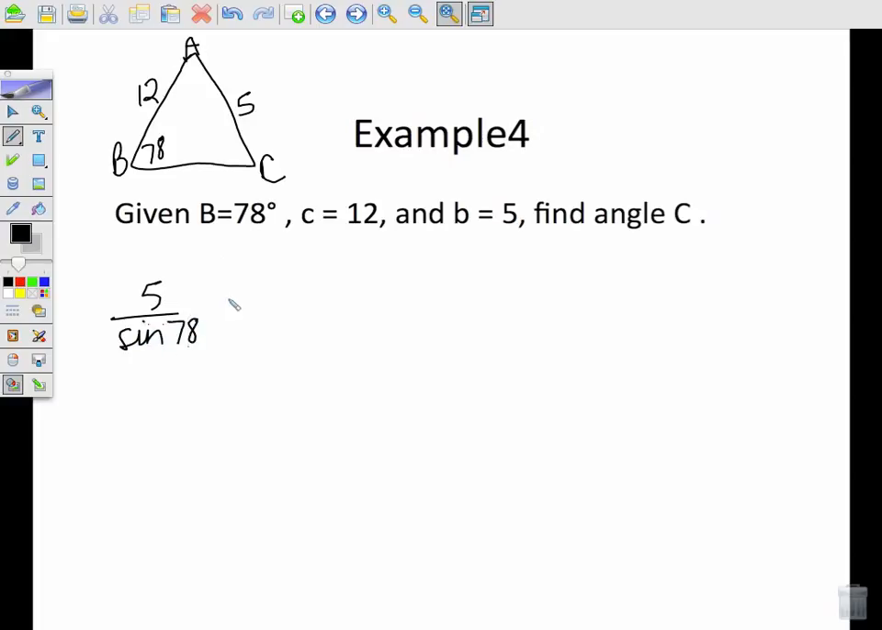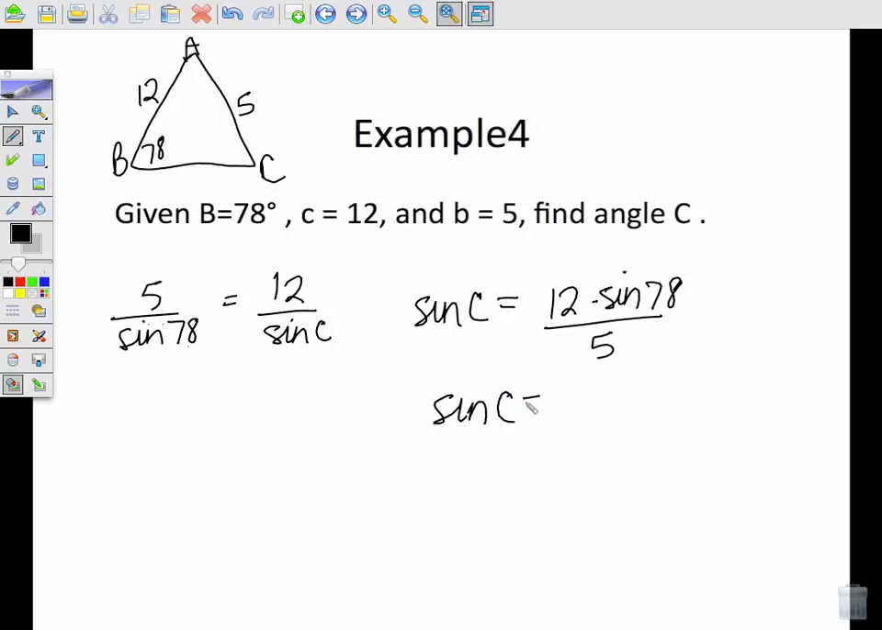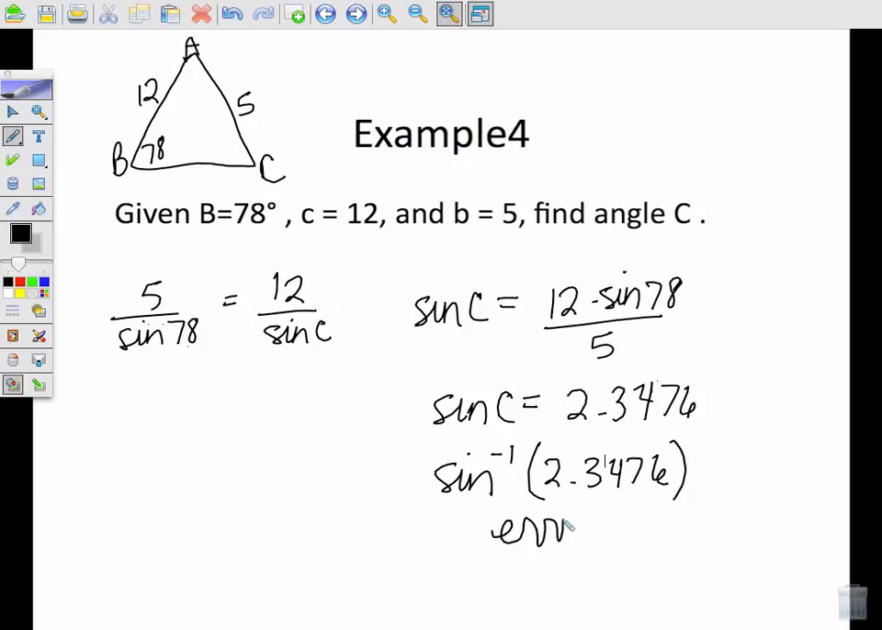So 5 over sine of 78 equals 12 over the sine of C. You solve this for C. Of course, when you go through this, sine of C would equal 12 times the sine of 78 divided by 5. You get sine of C equals 2.3476. So if you try to do inverse sine of 2.3476, this gives you an error.